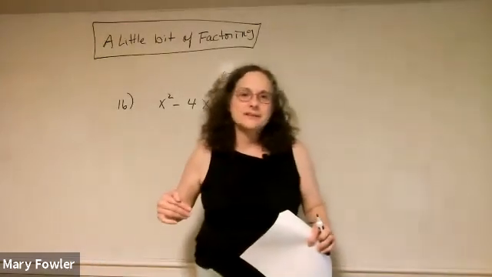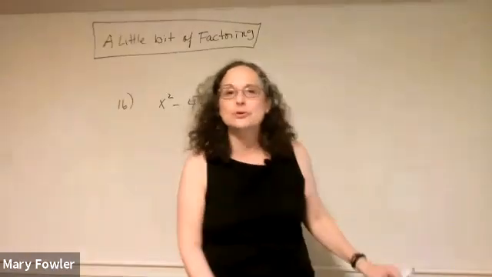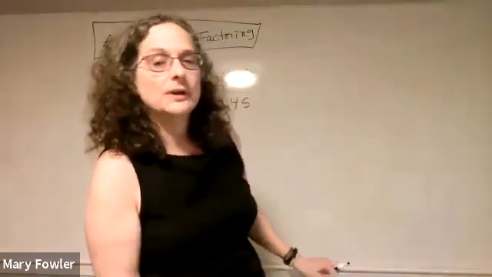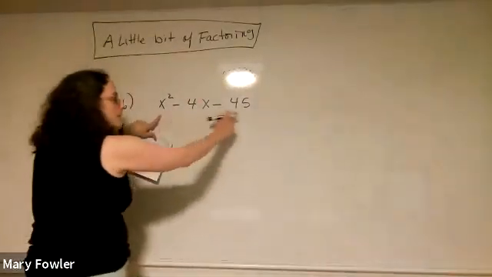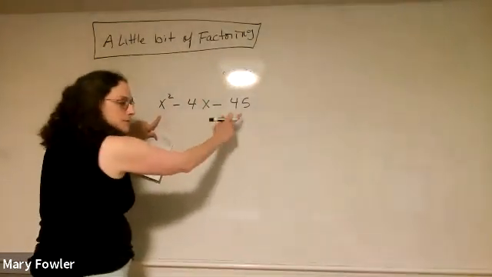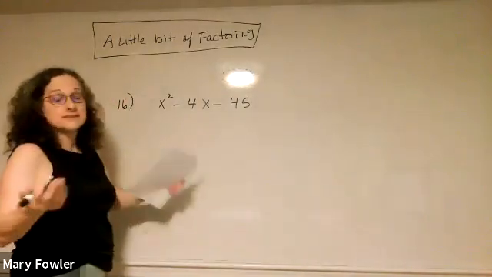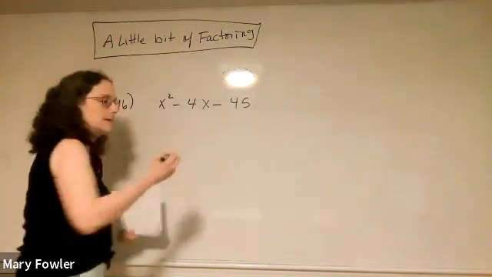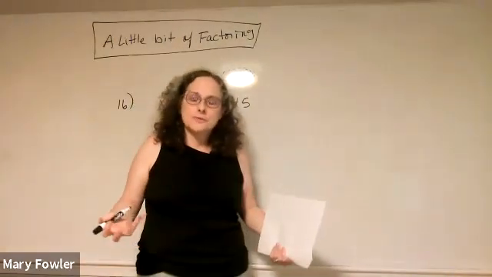Okay, so I skipped around a little bit because I wanted to come to factoring a trinomial, which is similar to the multiplication we have just done. So we are asked to factor x squared minus 4x minus 45, or state that it's prime. Okay, a prime polynomial is one that can no longer be factored.